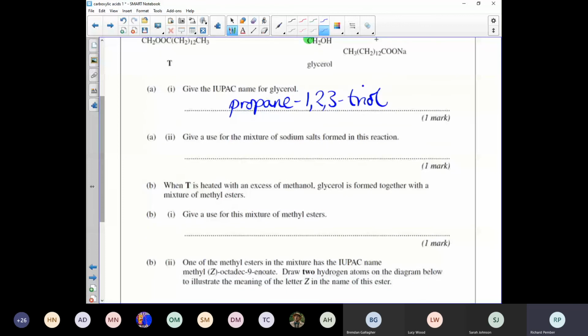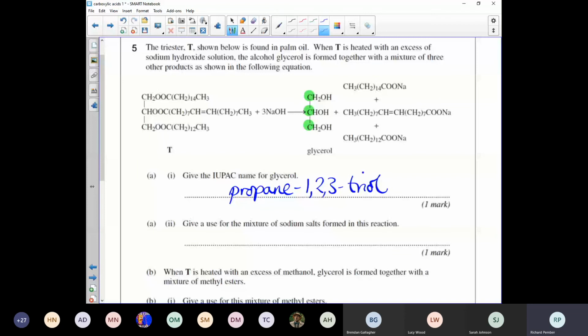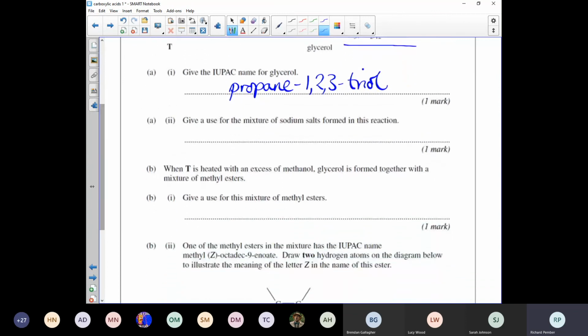Give a use for the mixture of the sodium salts. So the sodium salts are the long chain carboxylic acids, so that's all of those. And you can see also palm oil, bit of a clue here, so think Palmolive, a big brand. So this is soap manufacture.